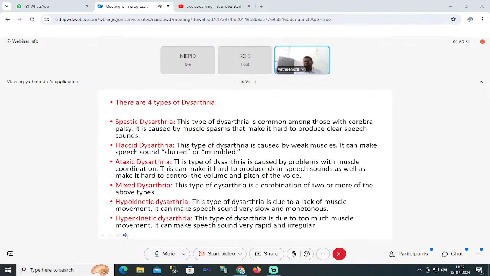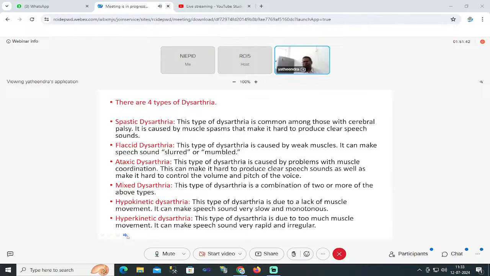As you know, there are types of dysarthria. The first one is spastic dysarthria, flaccid dysarthria, ataxic dysarthria, mixed dysarthria, hypokinetic dysarthria, and hyperkinetic dysarthria. Spastic dysarthria is a major problem in children with cerebral palsy. This type of dysarthria is common among those with cerebral palsy. It is caused by muscle spasms that make it hard to produce clear speech sounds.